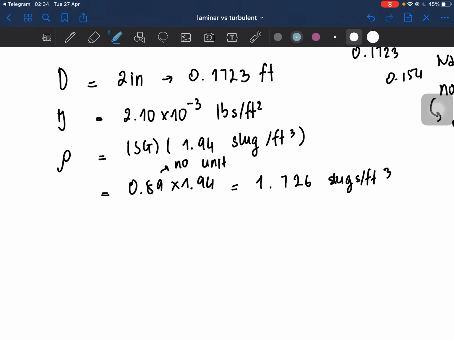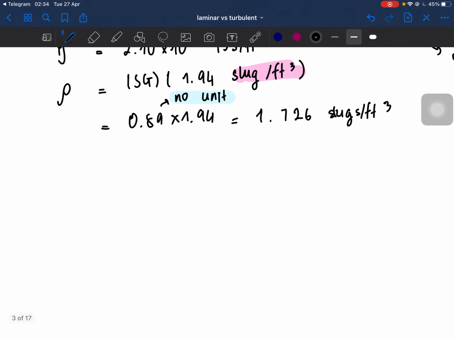So the final unit will be based on this one. Now we can move on to the next step. We have to substitute everything into the value. We have two cases. Case number one: velocity here equals to NR, because NR we can't know yet. It's like the thing that we have to determine later.